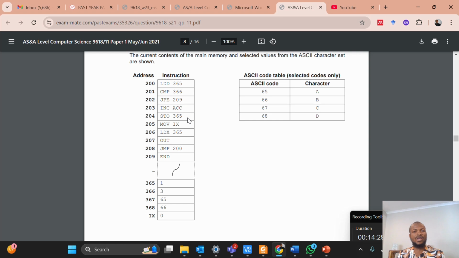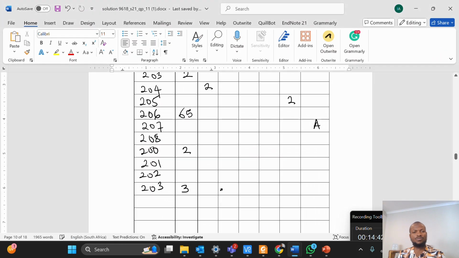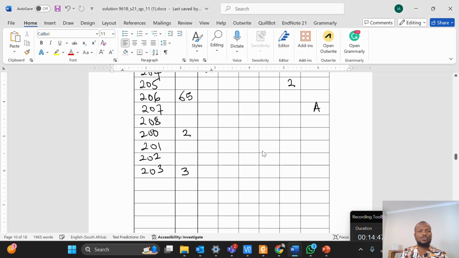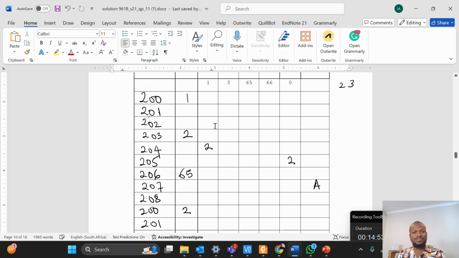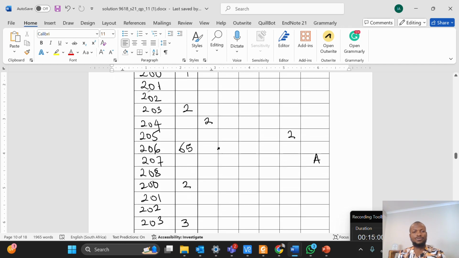Now that it is 3, what is the next thing? STO 365. Can you remember what it means? It means you store the content of the accumulator to address 365. Is that 204? Yes, 204. So 204 means store the content of our accumulator into that address. And remember, address 365 is this, right? So we store 3 into 365. Is this understood? Okay, good.